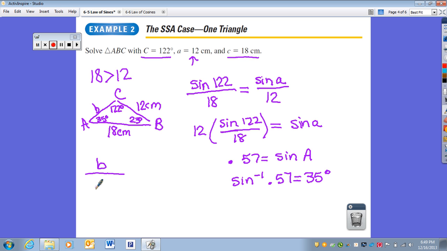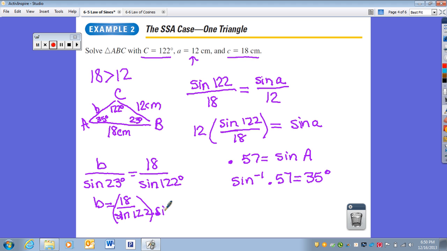Now we're still looking for side B, so we can set up the relationship that the measurement of side B compares to the sine of angle B, which is 23 degrees. And then we can set that equal to the ratio of side C, 18 centimeters, compared to the sine of angle C, the sine of 122 degrees. Now when we solve, we simply multiply 18 divided by the sine of 122 degrees, by the sine of 23 degrees. And when we use our calculator, we find out that B is equal to 8.3 centimeters.